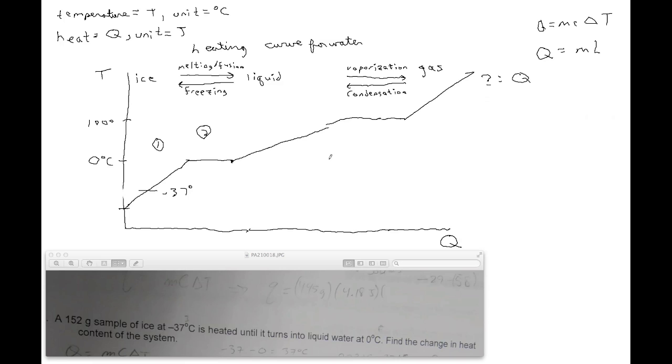152 times the specific heat of ice, so that would be 2.01, and then multiply that by negative 37 minus a negative, well, I guess final minus initial. So that would be positive 37 degrees. 152 times 2.01 times 37. That's equal to 11,304 joules. So that is equal to 11 kilojoules.